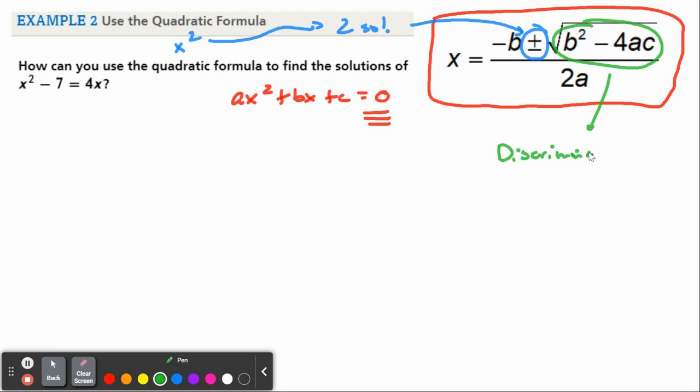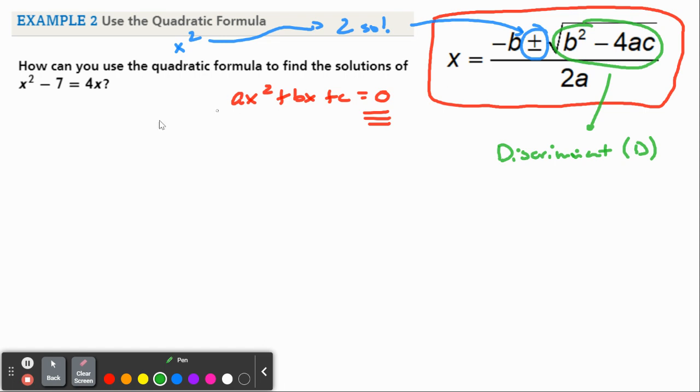Discriminant, D-I-S-C-R-I-M. We're going to talk about this in the later slides in video 2. I'm going to call it capital D. When I use the quadratic formula, I like to focus on the discriminant first because that's a pretty scary formula, and you'll never have to memorize it. It'll be given to you, but there are a lot of pieces to put in, so I like to start with b squared minus 4ac first.